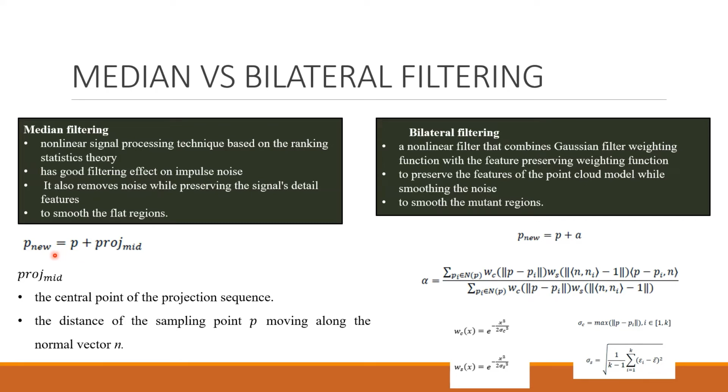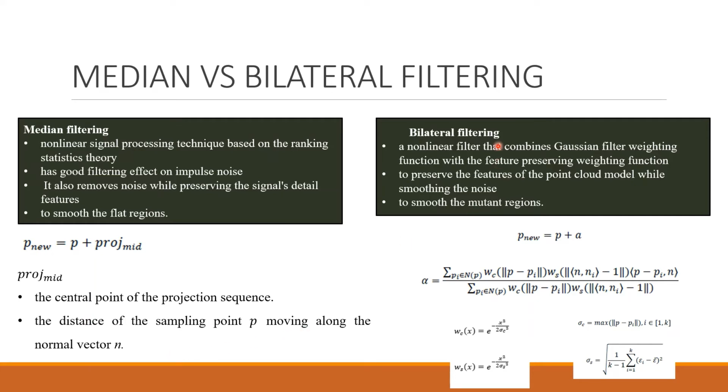The number of data points before and after the denoising process is still the same. In our case, we use 5,000 points. Originally we have 5,000, and after the denoising, the number of points is still 5,000, because the definition of denoising in this research is moving the position of the point to a new one. This is the new position, this is the old position, and we add a project mid, which is the distance of the sampling point P moving along the normal vector n.